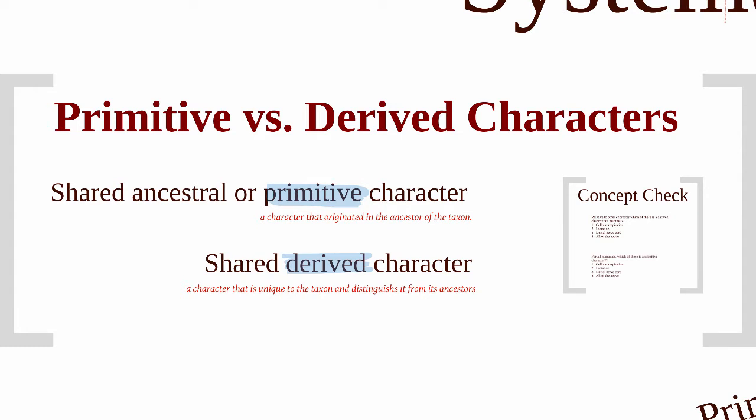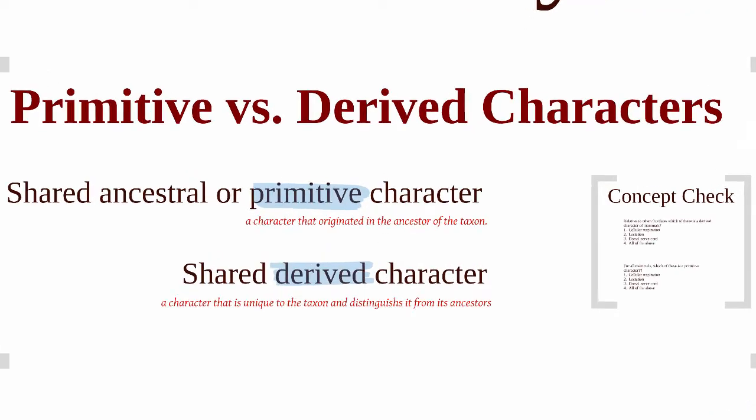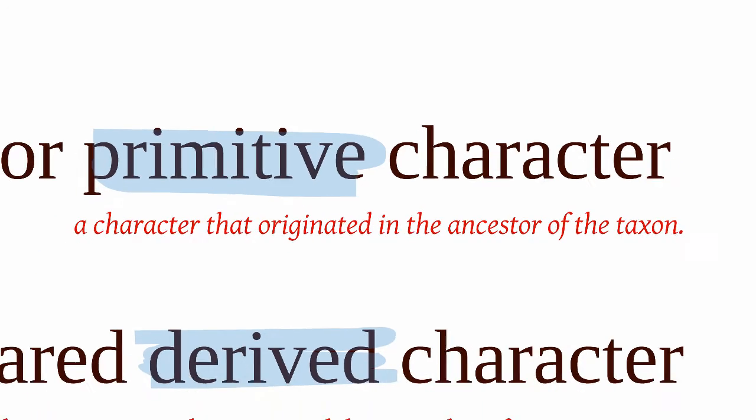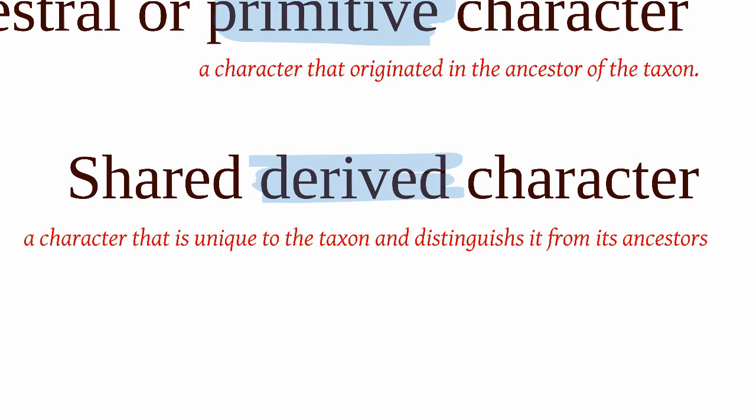Okay, let's continue to define some more terms. We have to use these words when we talk about evolutionary relationships: primitive and derived characteristics. So first of all, primitive characters are characters that originated in the ancestor of the taxon. Derived characters, in contrast, are characters that are unique to the taxon and distinguish it from its ancestors.